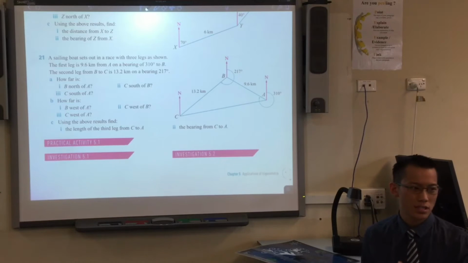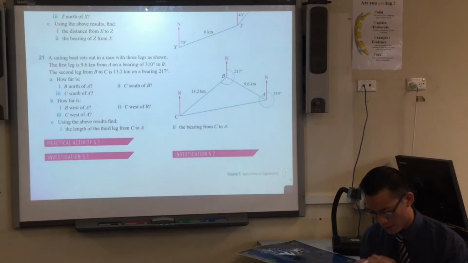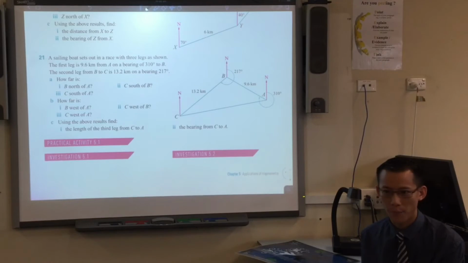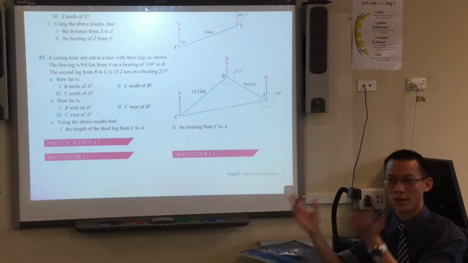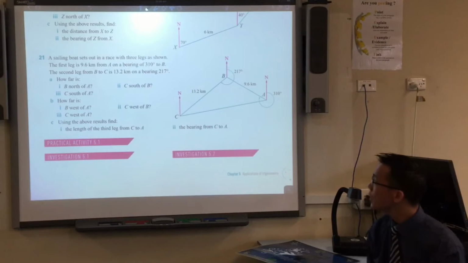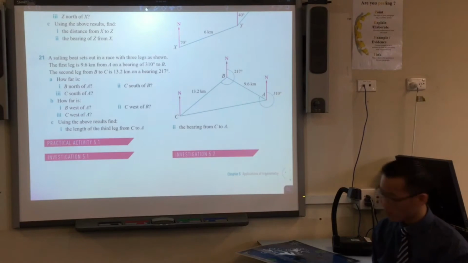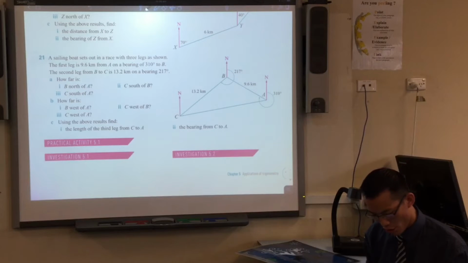Okay, now obviously the first thing for you, I'm cheating a little bit just for the sake of time, but you clearly need a diagram for this. Like, that's complicated just looking at it, and I haven't added anything to it at all. The question says, a sailing boat sets out in a race with three legs as shown.